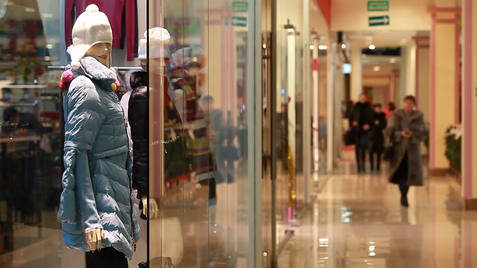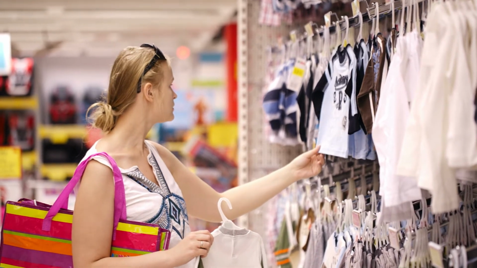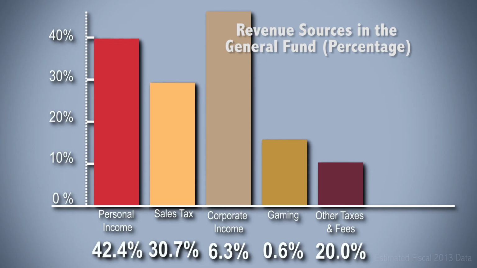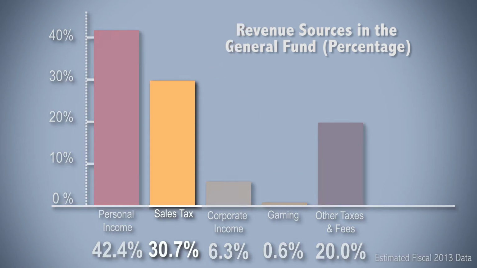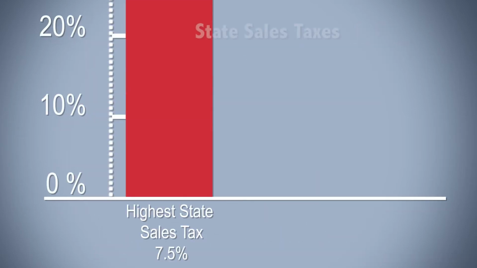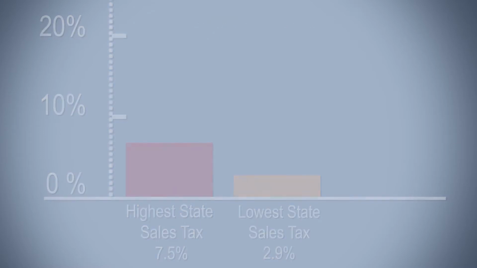Another common state tax is the sales tax. This is a tax on items you buy. Sales tax is generally not charged for services such as haircuts or health care. Sales tax generates about 31% of all state revenue in the general fund, with the highest state sales tax at 7.5% and the lowest at 2.9%. 5 states have no sales tax.